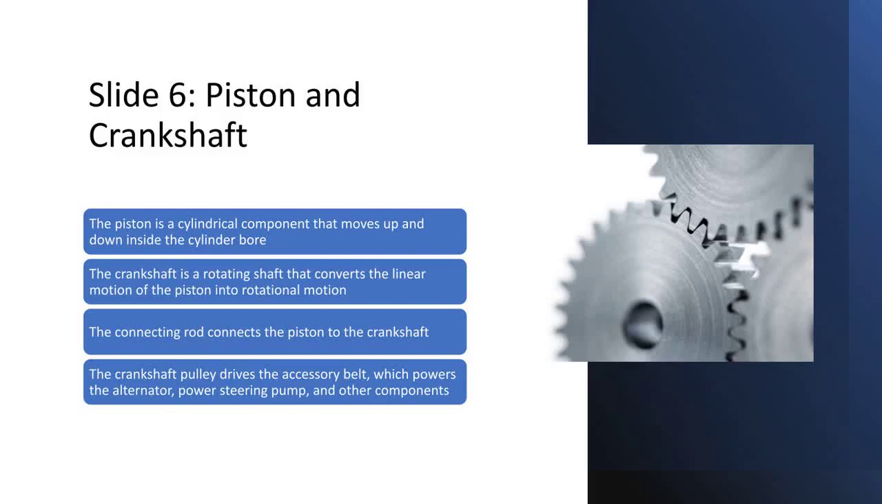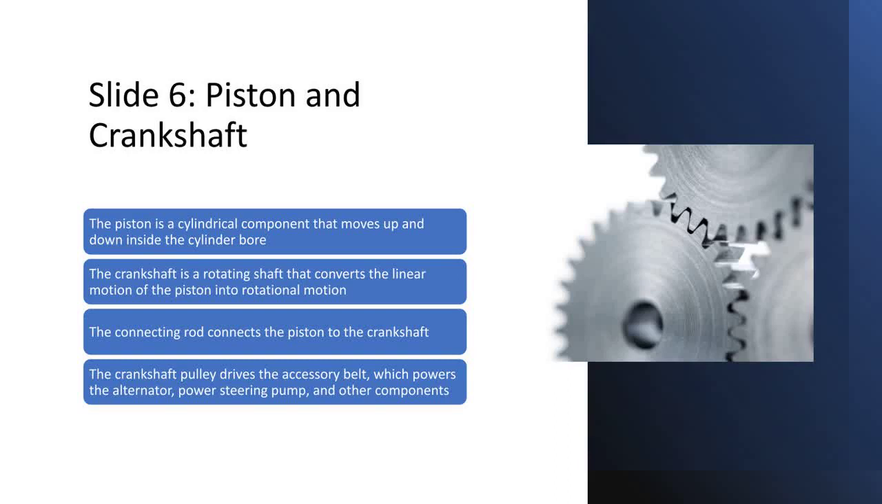The piston and crankshaft are two critical components of a car engine. The piston is a cylindrical component that moves up and down inside the cylinder bore, compressing and igniting the air-fuel mixture during the combustion cycle. The crankshaft is a rotating shaft that converts the linear motion of the piston into rotational motion, which powers the vehicle's wheels.